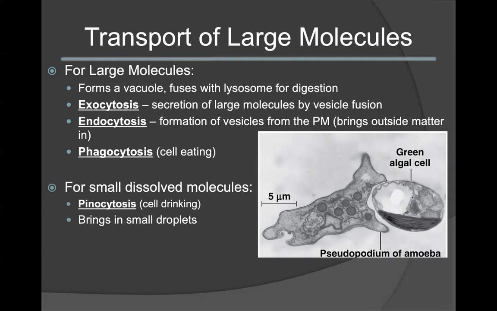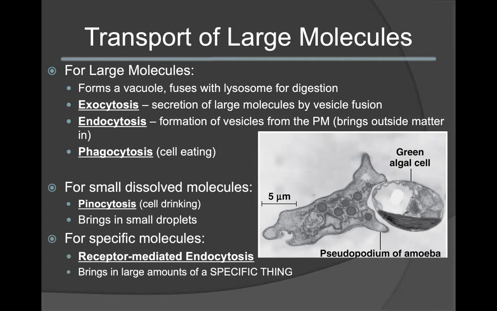Small dissolved molecules can also be taken into the cell by what is called pinocytosis, or cell drinking. This is when the cell can bring in small droplets of dissolved substances. The cell can also bring in specific molecules using receptor-mediated endocytosis. This is where there are different specialized pit areas in the plasma membrane that have specialized receptors. Once these receptors bind to their specific molecule, a vesicle will form, bringing in these contents to the interior of the cell.